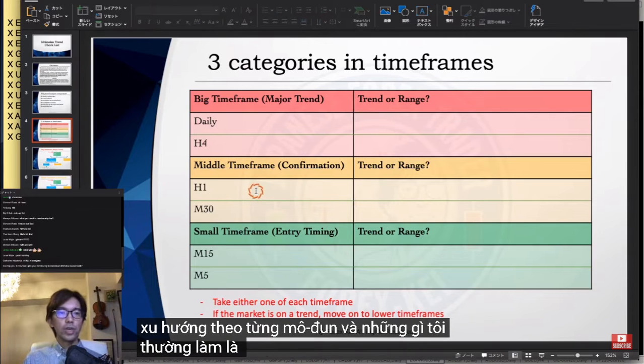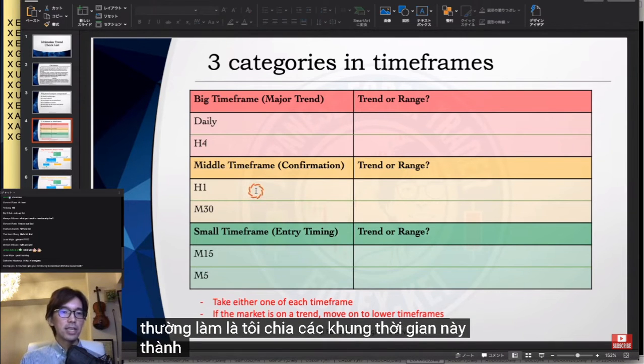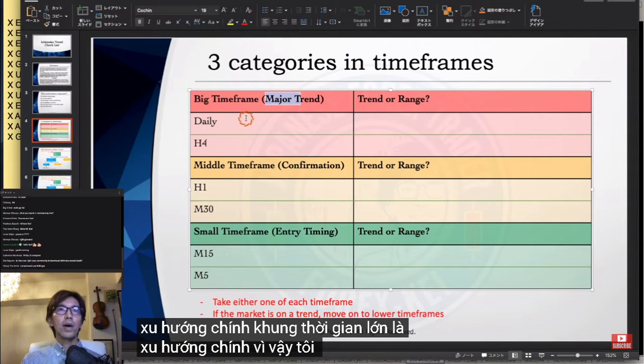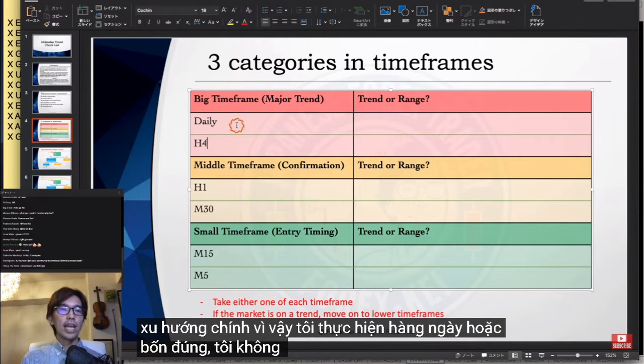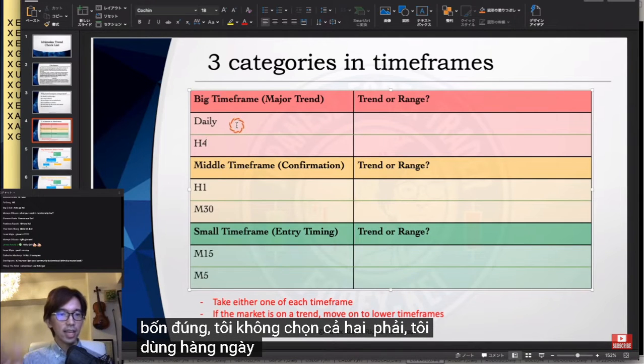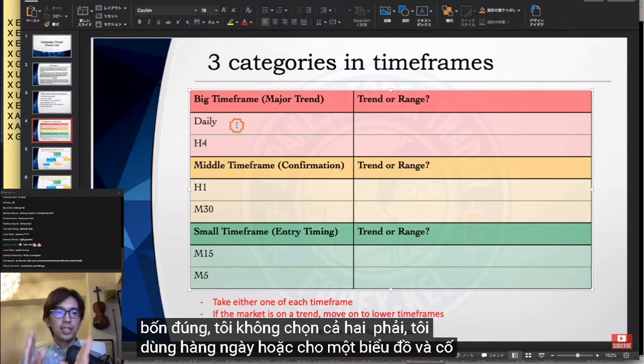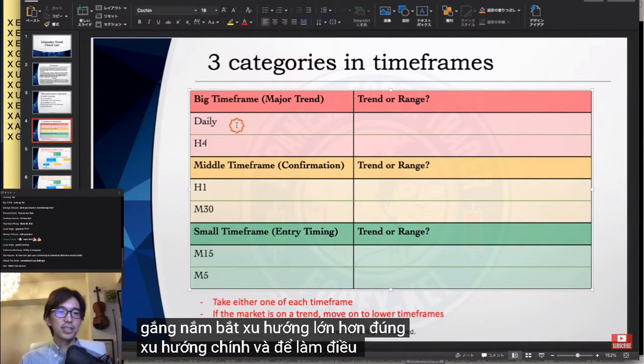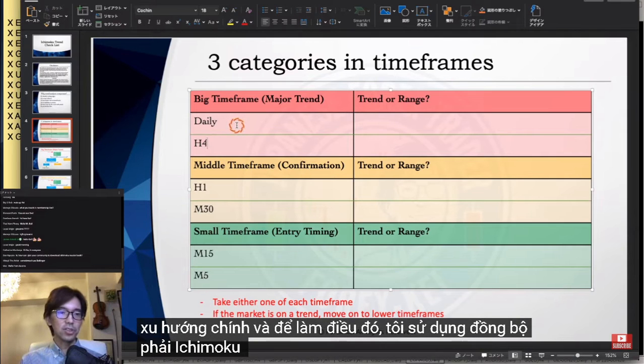And what I usually do is I divide these time frames into 3 categories. One category is the major trend, big time frames as a major trend. So I take either daily or 4-hour, right? I don't take both, right? I take either daily or 4-hour chart and try to capture the bigger trend, right? The major trend. And to do that, I use Ichimoku, right?